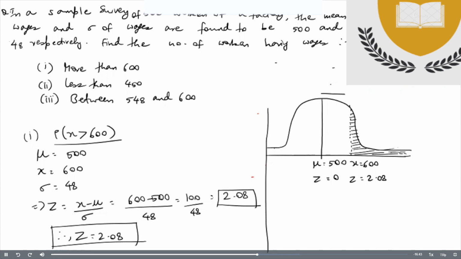I know that half of the diagram, the bell-shaped curve, has area 0.5. Now I need to find the area of this portion which I have shaded. For that I have to deduct from 0.5 the area of this other portion.